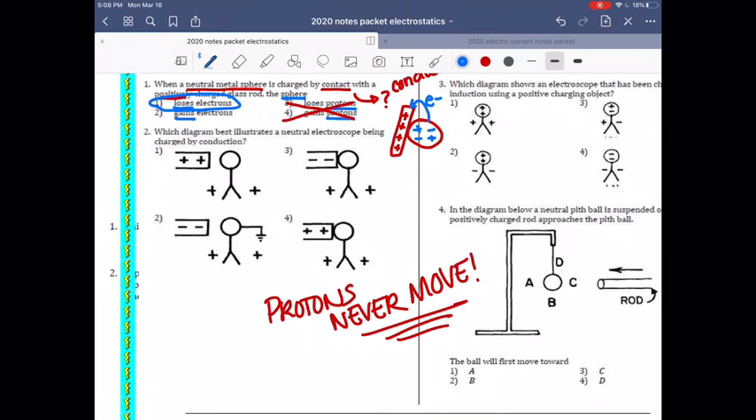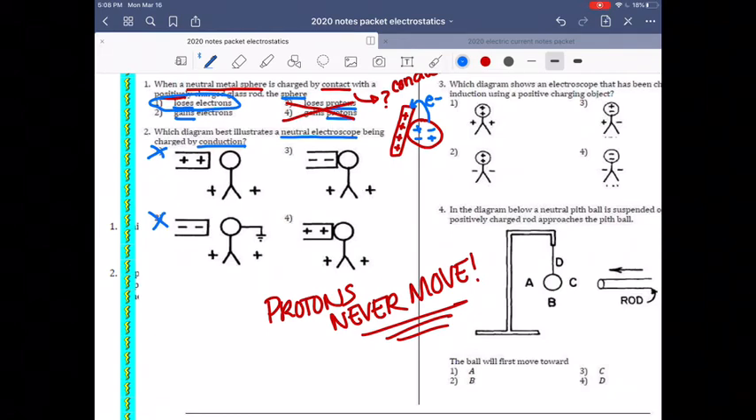All right, let's try number 2. You try it first. Read the question. Pause the video if you have to. Okay. I'm going to go over it, though, right away, so we have no dead time. But number 2 says, which diagram best illustrates a neutral electroscope being charged by conduction? Right, so conduction is contact again. So already I could get rid of 1 and 2 because there's no contact between the two objects.